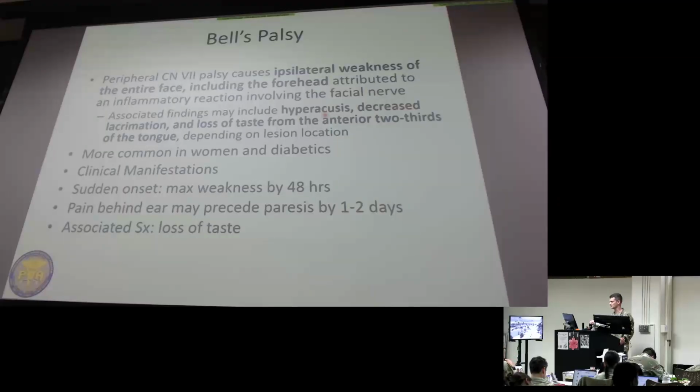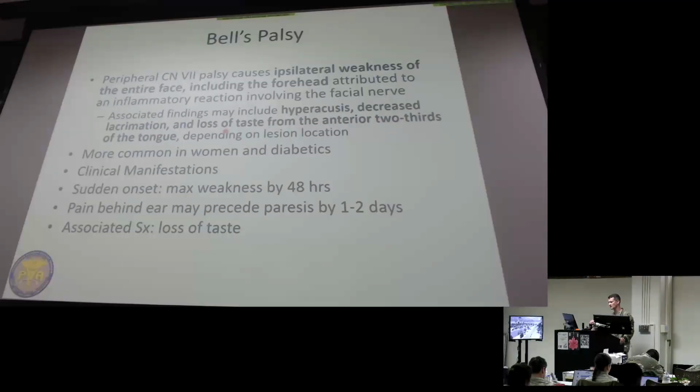Sensitivity to sound, everything's just super loud. Decreased lacrimal. Why is that important, the decreased lacrimal? What happens when I have ptosis and my eyeball isn't quite closing up anymore? Get dry eye, it can get very painful over a long period of time. We can get loss of taste over the anterior 2/3 of the tongue.